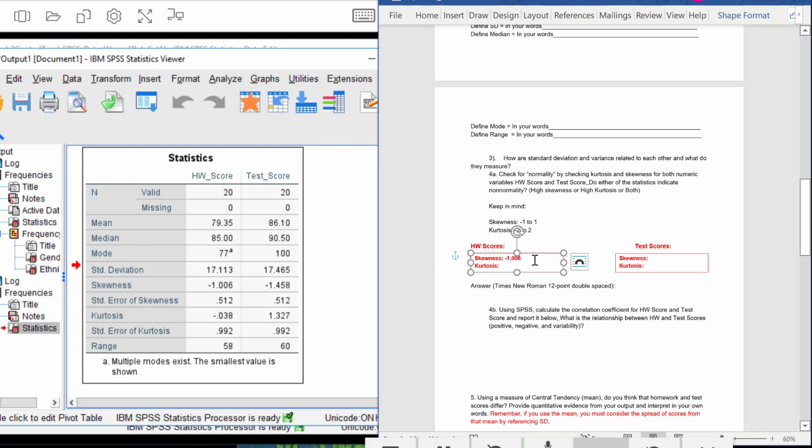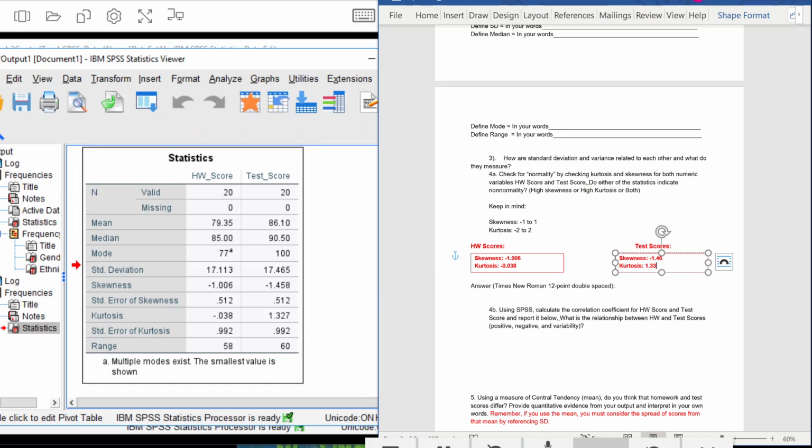All right, and then for the test score, the skewness is going to be negative 0.146, because we're going to round up here. Significant figures, so this is 8, so we round this up to 6. And then kurtosis, negative 0.038. And then kurtosis for test score is 1.33.